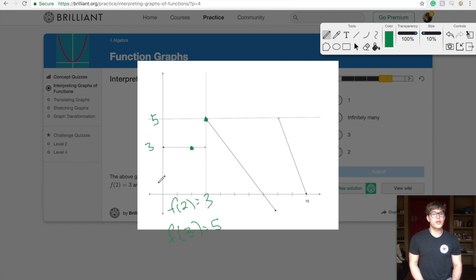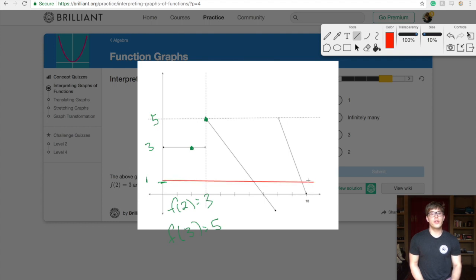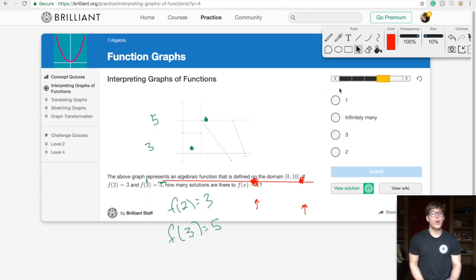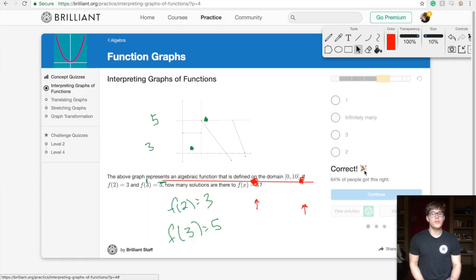So we know 1 is going to be around here, and then if we draw a line from 1 all the way across, this will tell us our answer. We see that we have a value of 1 whenever f of x is whatever this value is, and whenever f of x is whatever this value is. It seems to be a little bit less than 10 and a little bit less than 7. So there's 2 possible times f of x will be 1. So we're going to say 2. Excellent.